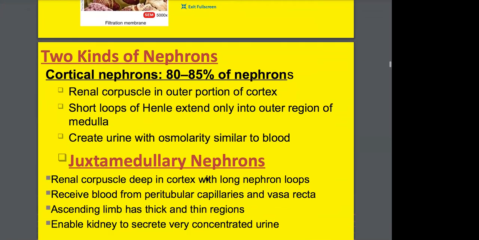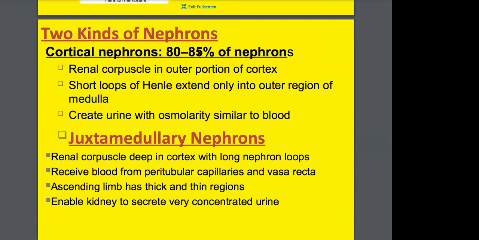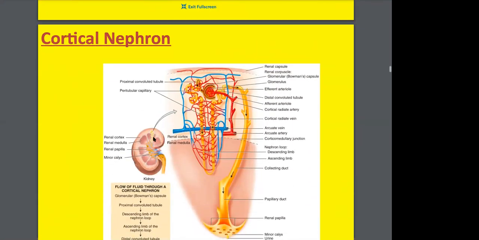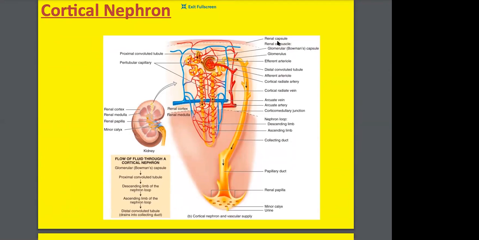Okay, so two kinds of nephrons. We have the cortical nephrons located in the cortex, and then we have the juxtamedullary nephrons, which are located in the cortex, but they dip down a little bit further. So when we're looking at this cortical nephron, this being the cortex, let's think about the area that we're talking about here. We're thinking about the cortex of the kidney.